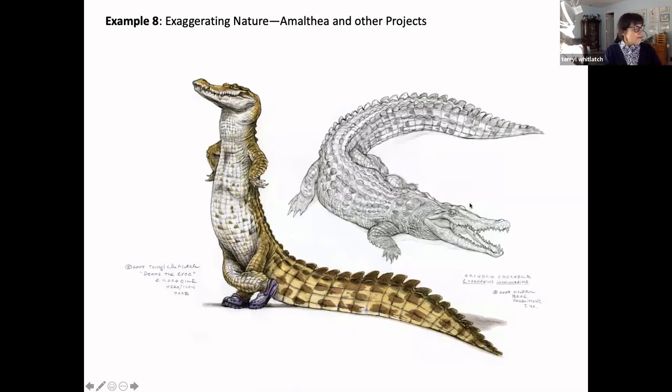Okay. For advertising, we've got my study of a crocodile and then a character I developed for Crocs. Here's a croc wearing Crocs. So it's a fairly realistic crocodile, except real crocodiles never stand this way, nor do they look at you out of the corner of their eyes in this sly a manner.